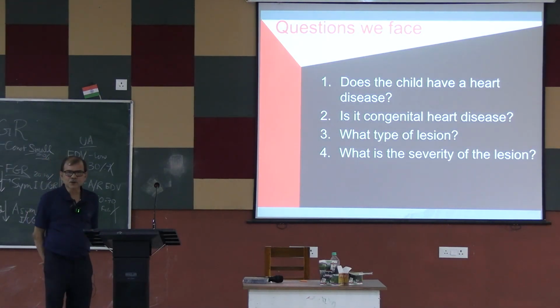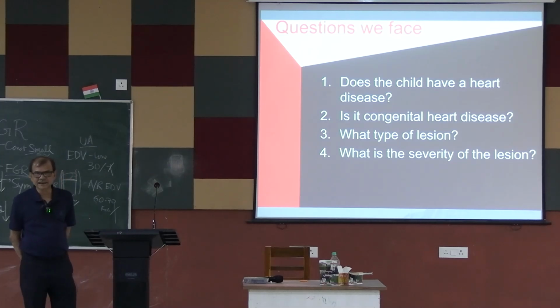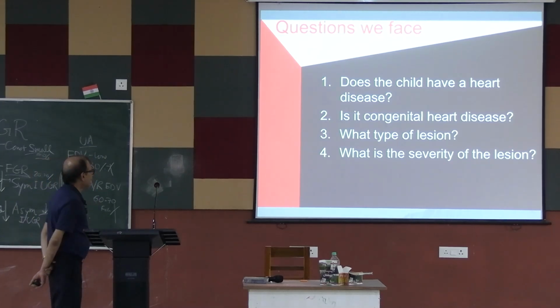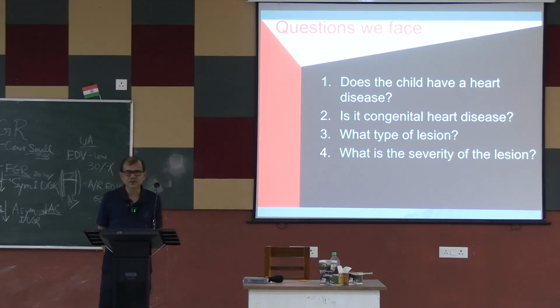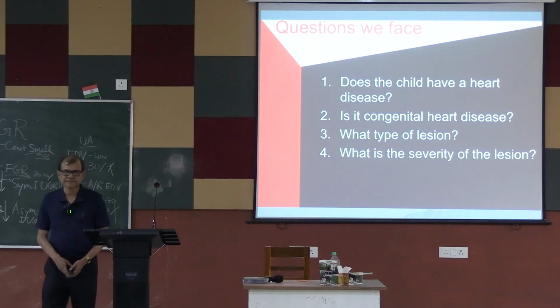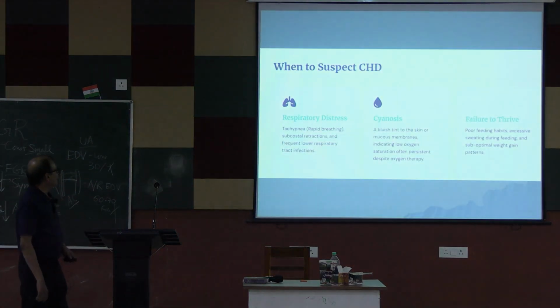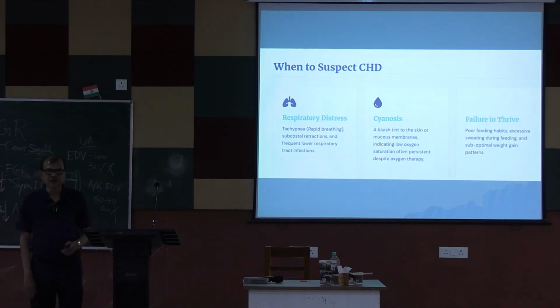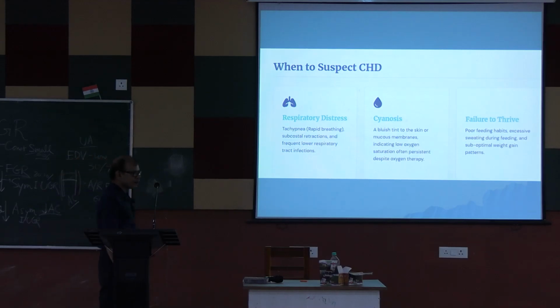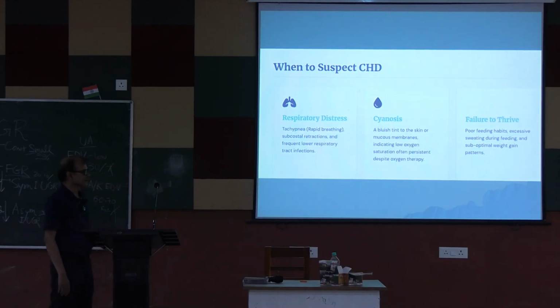Now, the basic questions we have to face for diagnosis of heart disease and then congenital heart disease. Does the child have a heart disease? First point. Second, is it congenital in its nature? Third, what type of lesion? And fourth, what is the severity of the lesion? When to suspect congenital heart disease: respiratory distress, cyanosis, and failure to thrive. These three symptoms, or triad of symptoms, should raise the possibility of congenital heart disease.